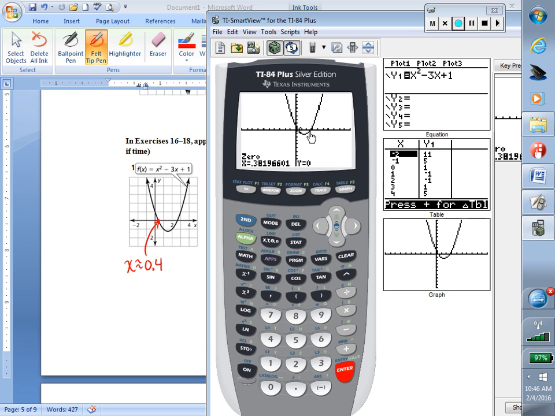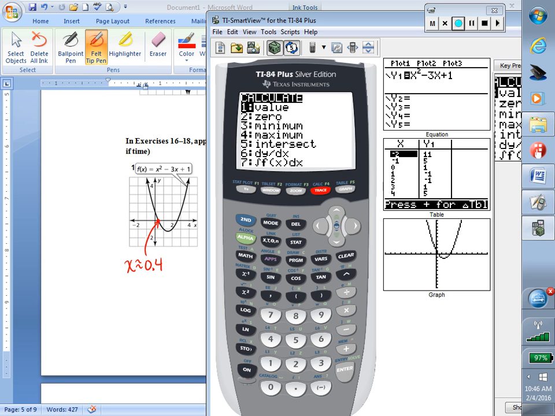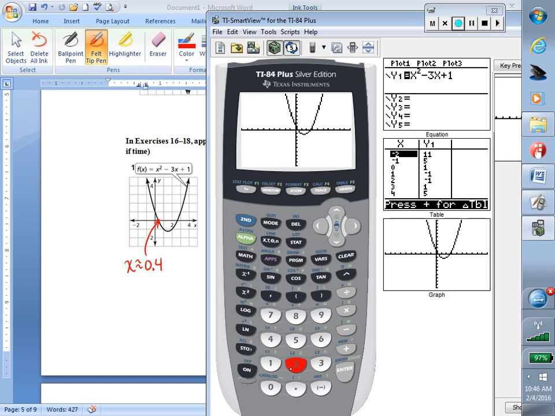So let's find the other one. We have another x-intercept over here. So we go second, trace, and we want number 2 again. We want to find the zero. So again, second trace, we want number 2. It asks us left bound. So we're trying to find this x-intercept right here, this zero. So I have to make sure my cursor is just to the left of it. And it can be anywhere to the left of it.